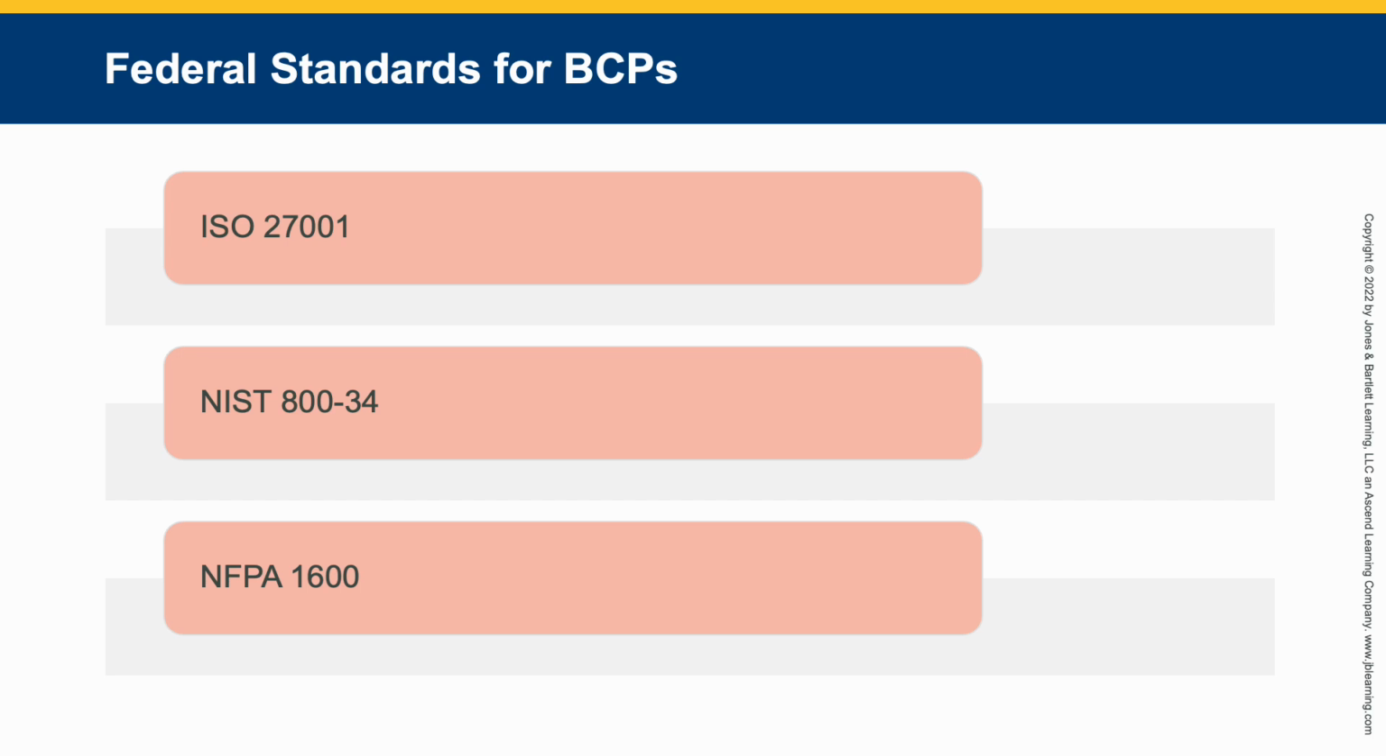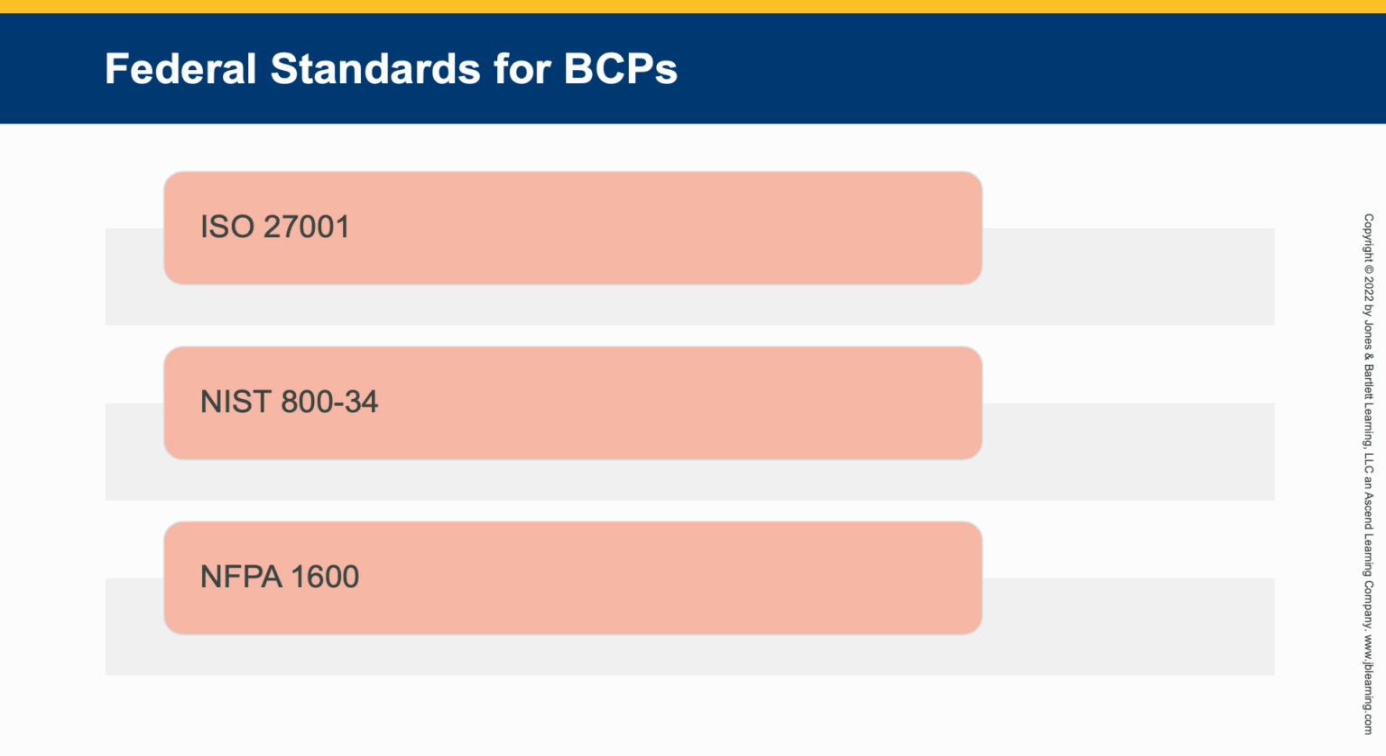NIST Special Publication 800-34 provides guidelines for contingency planning, which can be applied to enhance the resilience of a supply and logistics company. The publication outlines a structured approach to developing, implementing, and maintaining a contingency planning program to protect mission-critical functions and systems. By following NIST 800-34, the company can ensure a comprehensive and systematic approach to preparing for, responding to, and recovering from disruptions.